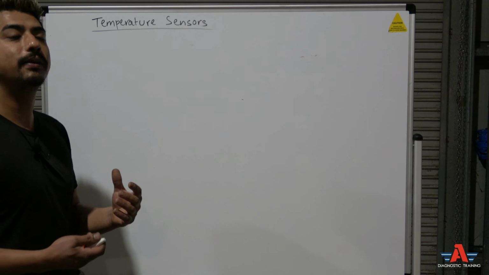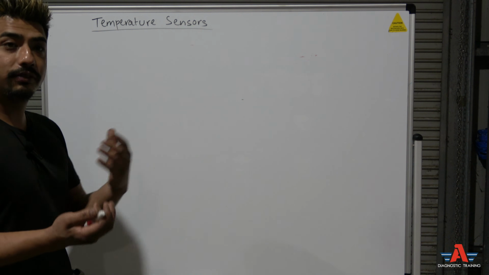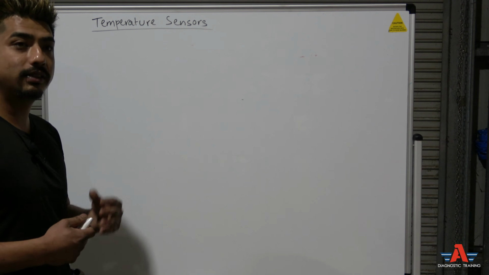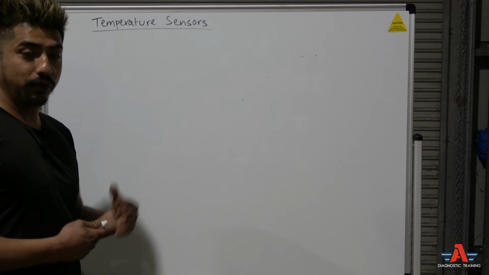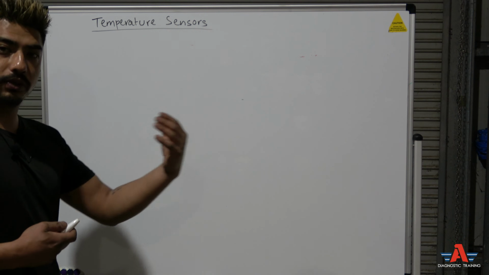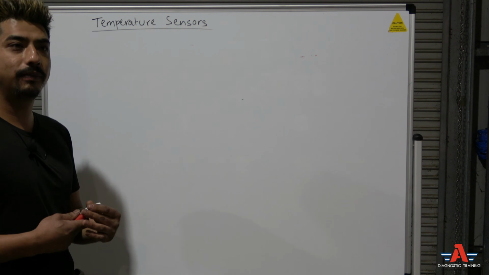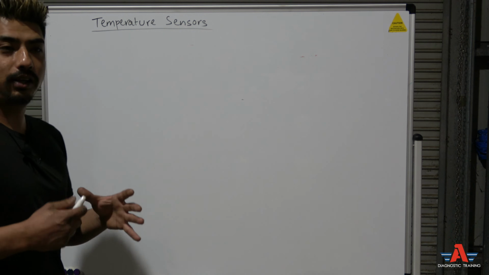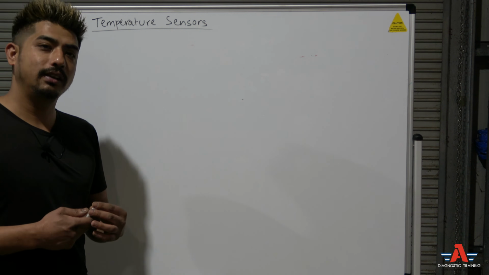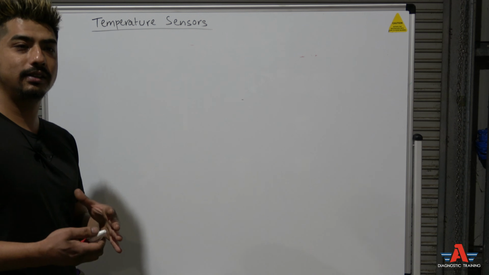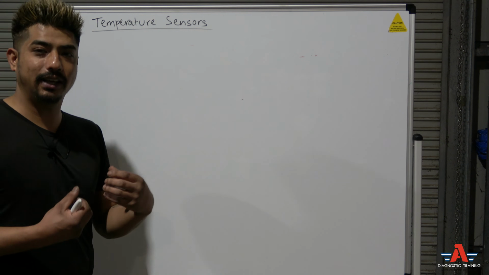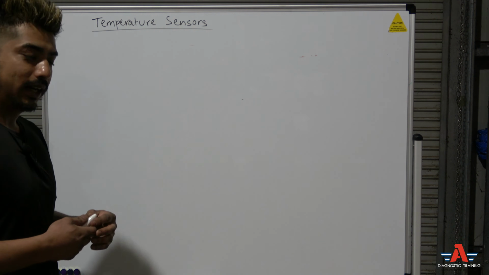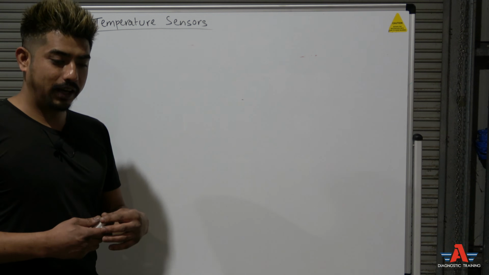It could be a cabin temperature sensor for the air conditioning system. It could be your fuel temperature sensor. It could be your fuel tank temperature sensor. The main one, obviously, for engine management is your intake air temperature sensor. Sometimes they are in the air filter housing area.